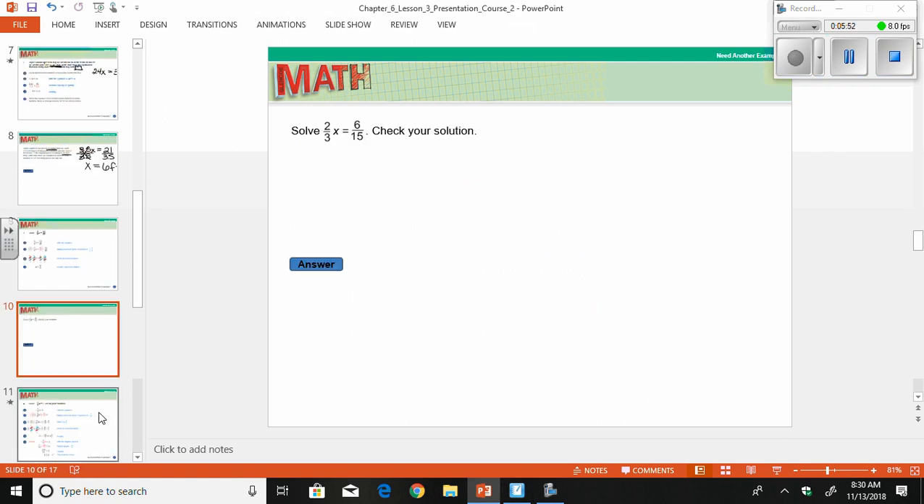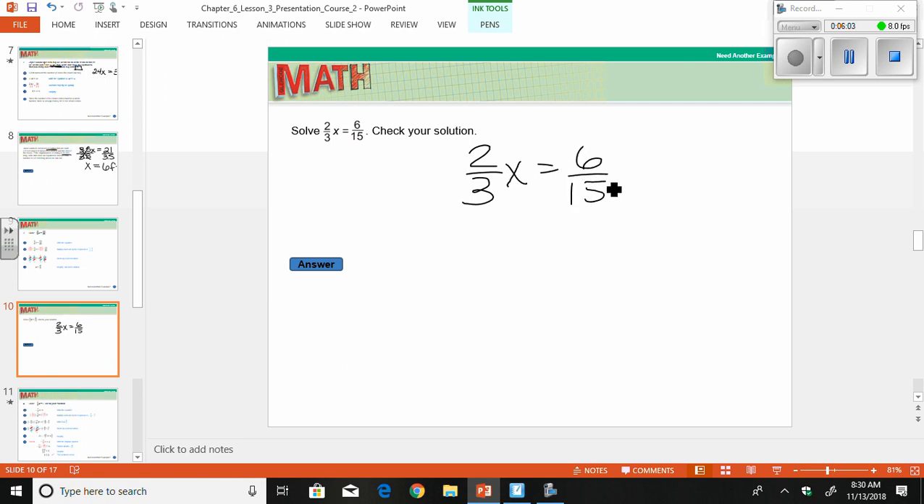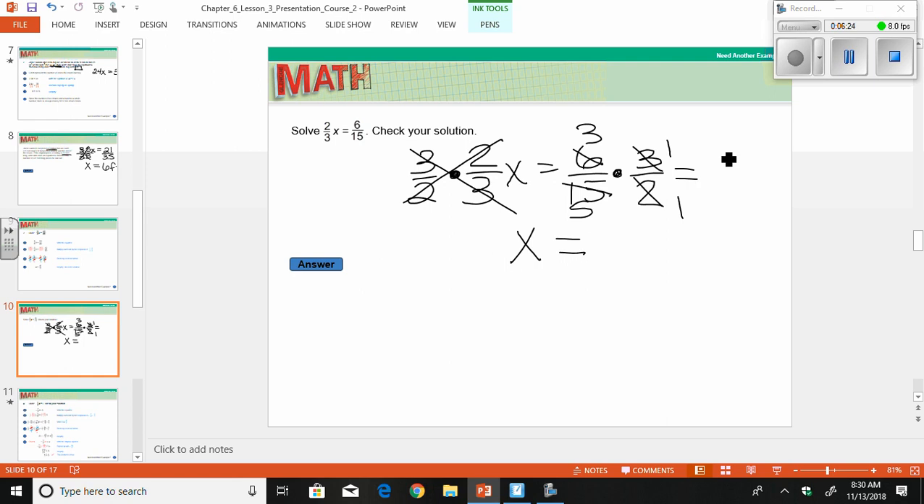So let's try one. 2/3 x is equal to 6/15. Well, like I said, because we have a fraction times x is equal to 6/15, the quickest way to get the x by itself is to multiply by the reciprocal. So I multiply by 3/2. You do it to one side, you do it to the other. Our 3's cross out, our 2's cross out. We're left with x equals 2 goes into 2 once, into 6 3 times. 3 goes into 3 once, and into 15 5 times. We multiply across. 3 times 1 is 3. 5 times 1 is 5. And we get x is equal to 3/5.